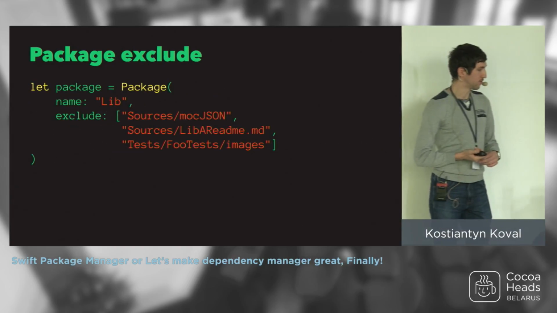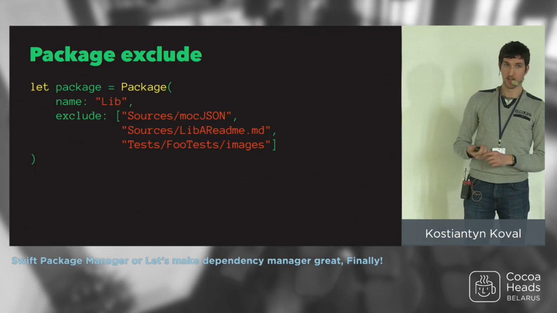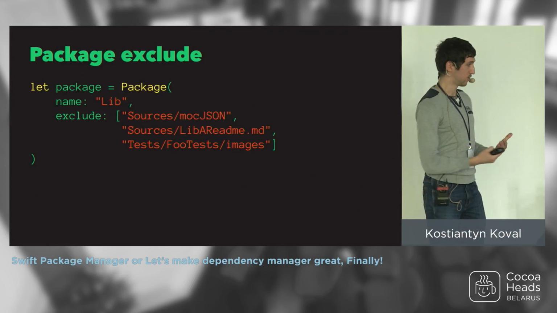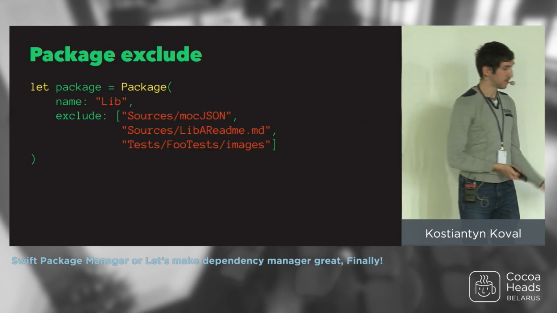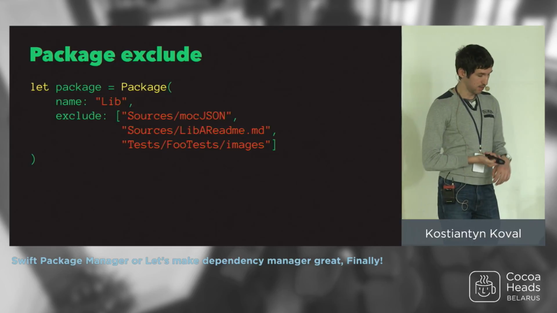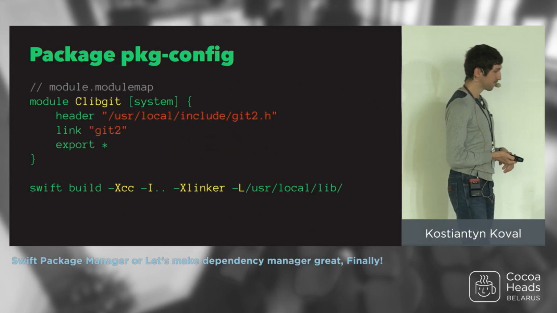Exclude is simple. You want some stuff to be excluded. You want to say to Swift Package Manager, don't build stuff here. This is just images or some mock JSON. So you can exclude stuff, simple.